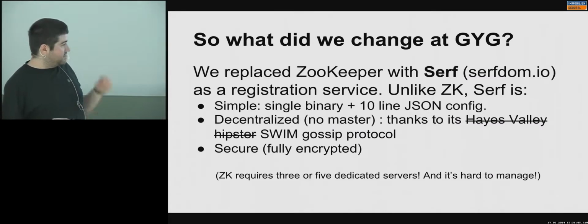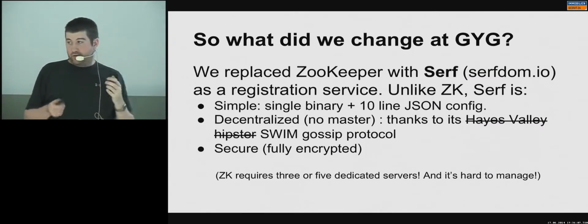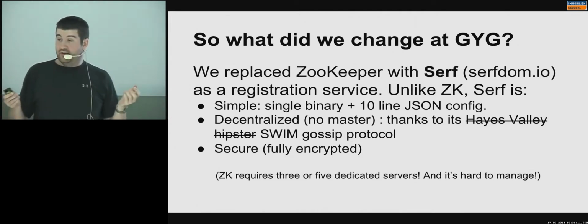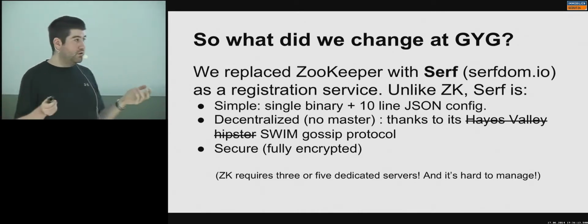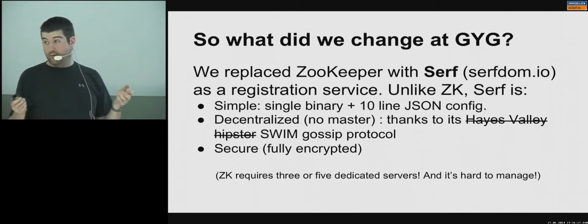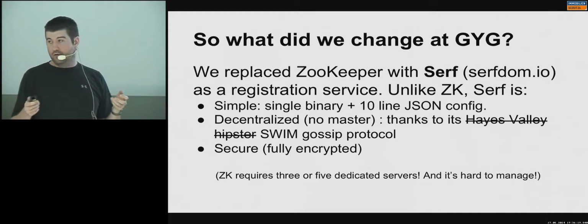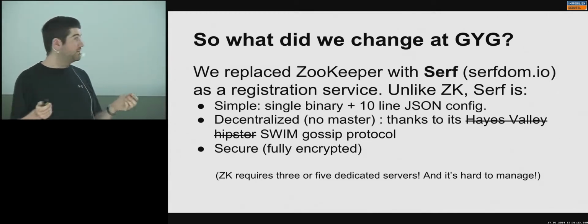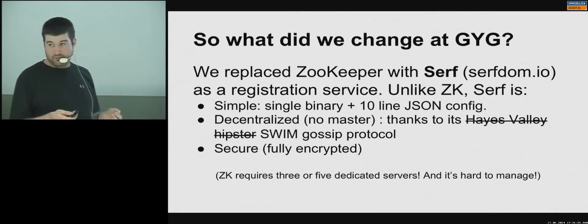So the big change we did at Get Your Guide is that the original system registers the service in Zookeeper. So while the Zookeeper is all nice and stuff, it requires 3 or 5 dedicated servers to get a quorum. It doesn't support properly network splits or split brain. It's just really hard to manage.